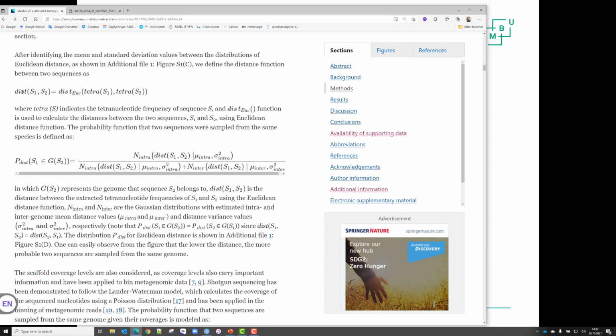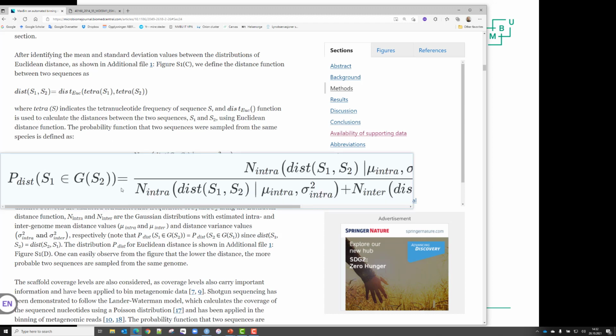And here we make use of these distances now in this formula here. And this is an important one. Probability based on distances that contig number 1 belongs to the same genome as contig number 2. This is how I would read this, right? S1 belongs to the set, the genome where this contig also belongs to. So this is the probability that S1 and S2 come from the same genome based on their distances that we computed up here. And what is this formula here?